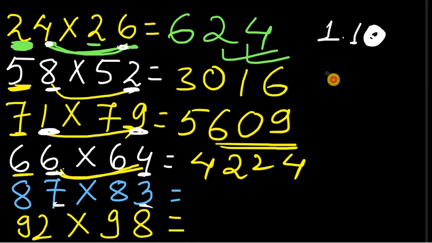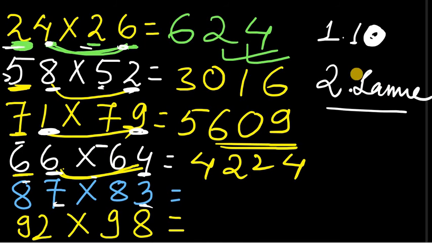And the rule number 2 is, the digit at tens place, they should be same. Okay, the digit at tens place, they should be same. So these two rules you should follow to use this trick.